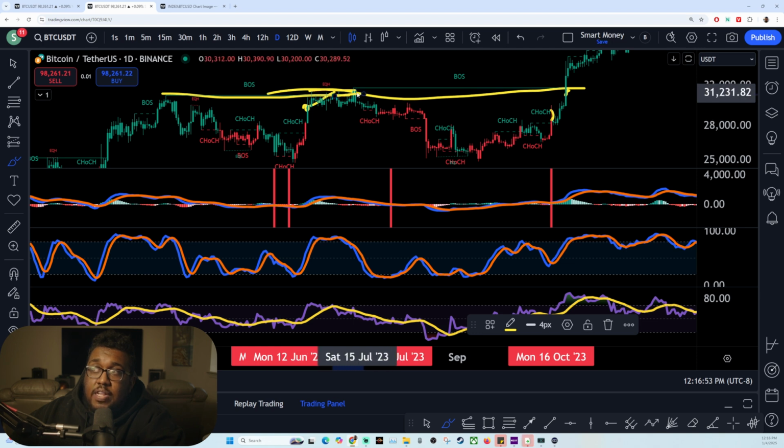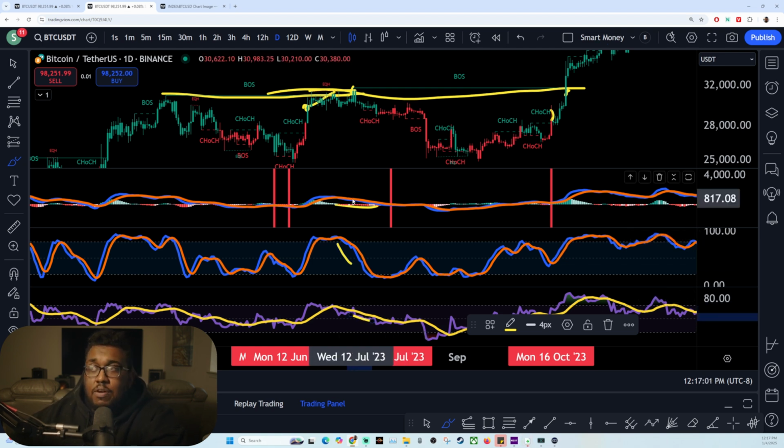And then when the breakout finally did happen back over here, what happened? The daily MACD was actually bearish. This was bearish. This was bearish. So the signs weren't really there. And if you have to question, oh, everything's not really aligned, don't make the trade. It makes everything a lot easier, wouldn't you say?